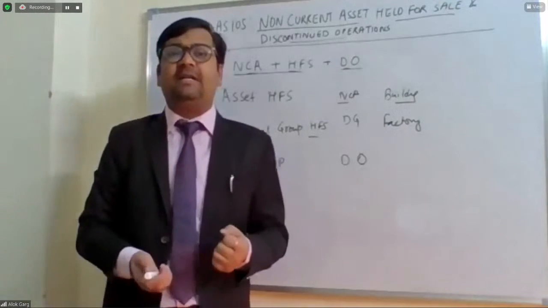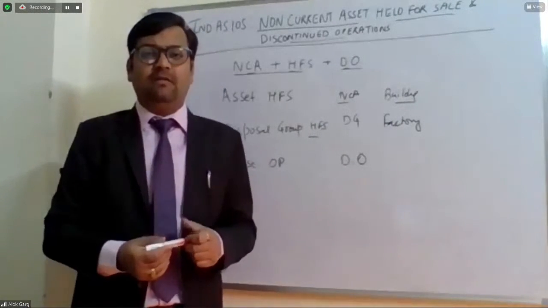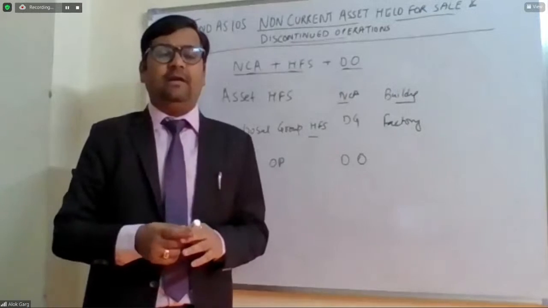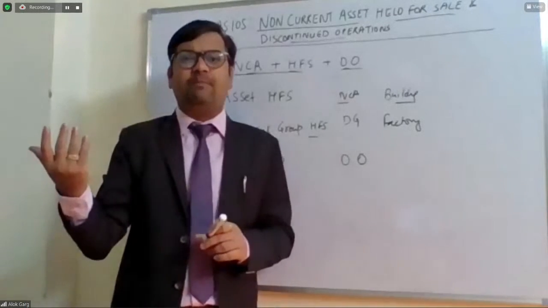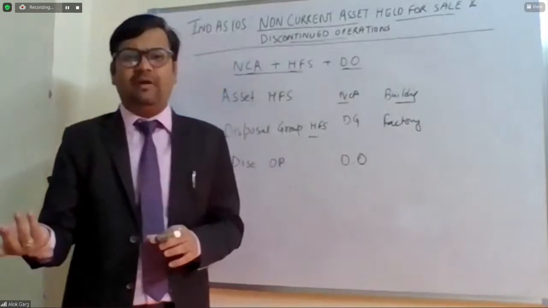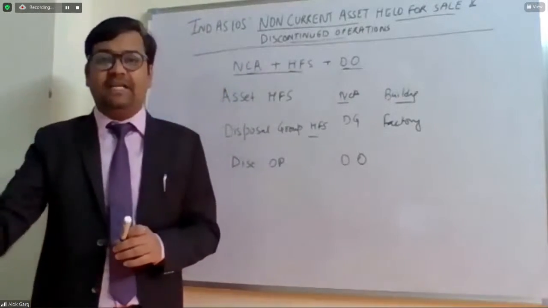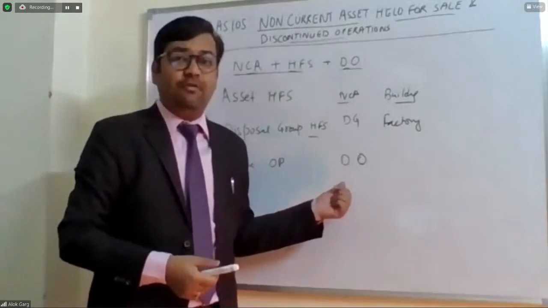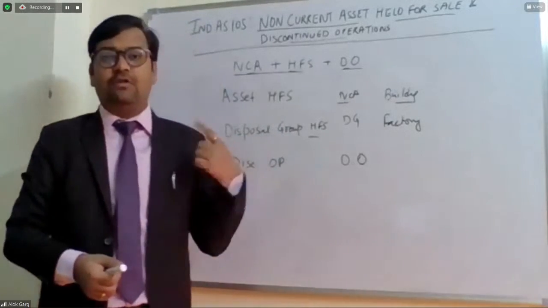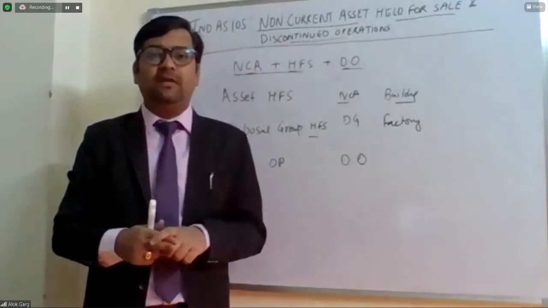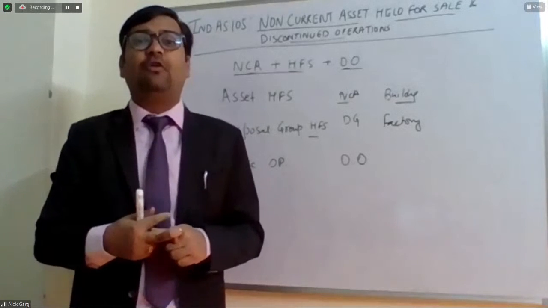Or let's say Tata is saying that I will stop my business in China, or I will stop my production in my factory in China. So it is known as a discontinued operation. So a discontinued operation could be curtailment of a major line of product, geography, or location. Okay.